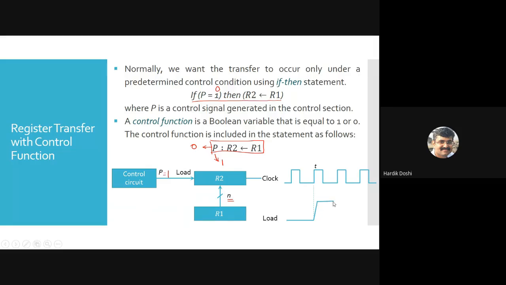It remained 1 till time t plus 1, the next clock cycle. And then when it goes back to 0, that means when P is now becoming 0 from 1, initially it was 1, now it goes back to 0, at that time the transfer should occur. A transfer should occur means the content of R1 should be transferred to R2.